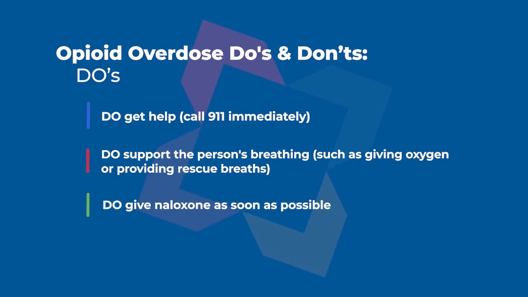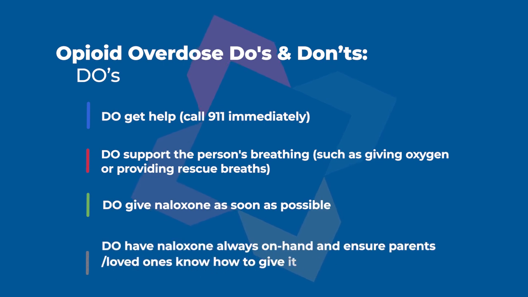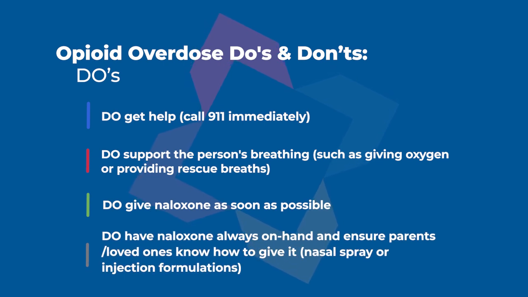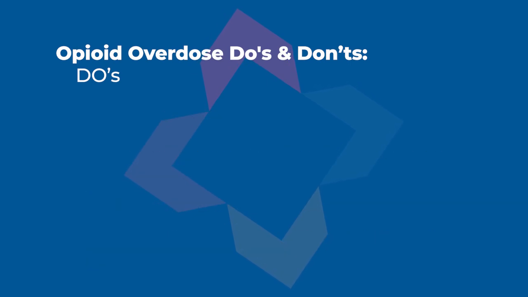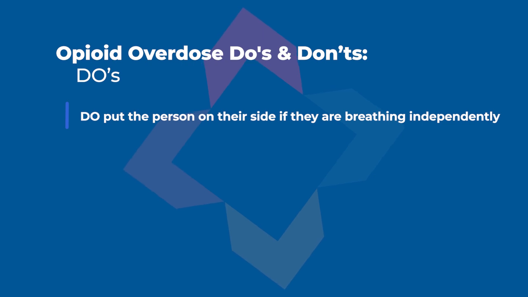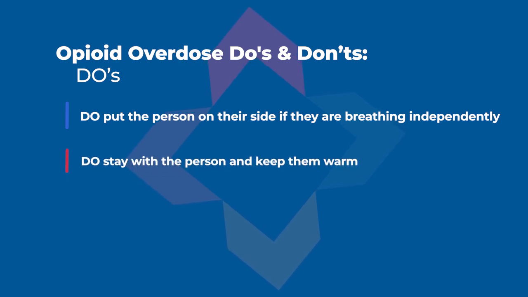And do administer naloxone. This is the medicine that reverses the effects of opioids. It can be given as an injection or as a nasal spray. All friends and family members of patients being prescribed opioids should have naloxone and know how to use it. If the person is breathing independently, put them on their side. And do stay with the person during the overdose and make sure to keep them warm.